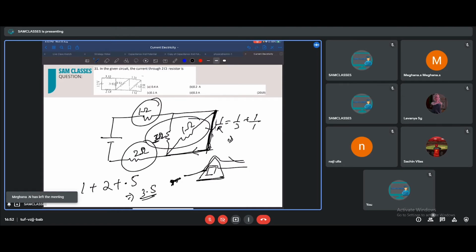What will be the current? So 3.5, if I divide it by 1.2, around 0.3 is the current here, approximate value. Correct. If the current is 0.3 here, so what will be the current through the 2 ohm? This one 0.3 only. That's it. Clear?